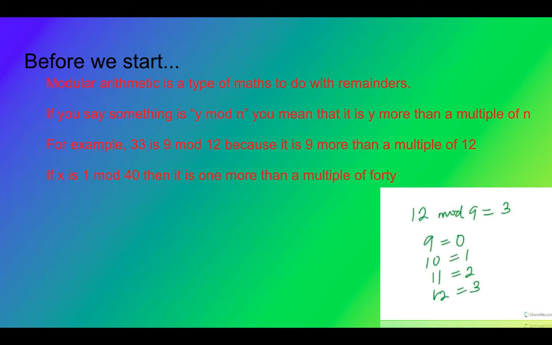And the picture is a diagram saying that 12 mod 9 is 3, because 9 mod 9 is 0. 10 mod 9 is 1, because it's 1 more. 11 mod 9 is 2. And 12 mod 9 is 3, because it's 3 more than the multiple of 9, namely 9. And 12 divided by 9 equals 1, with a remainder 3.